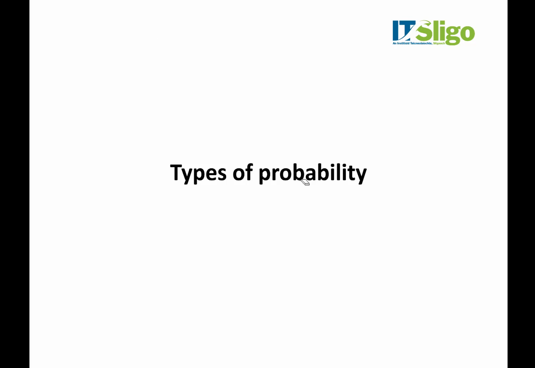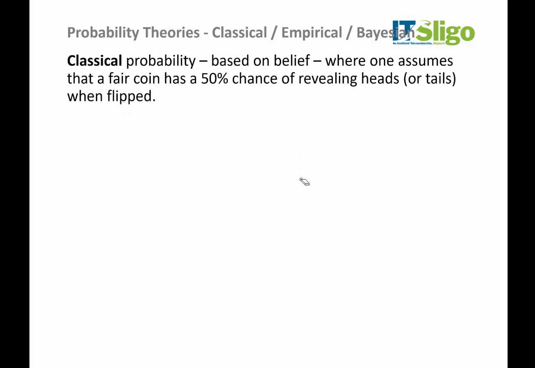So now we're going to take a look at the main types of probability that are out there. There's actually a few of them. There's classical probability. This is based on belief, where you make an assumption that a fair coin has a 50% chance of revealing a head or a tail when flipped, or that a fair dice has a 1 in 6 chance of turning up a 6 or a 1 when thrown, etc. It's based on belief that logically this is what should happen.